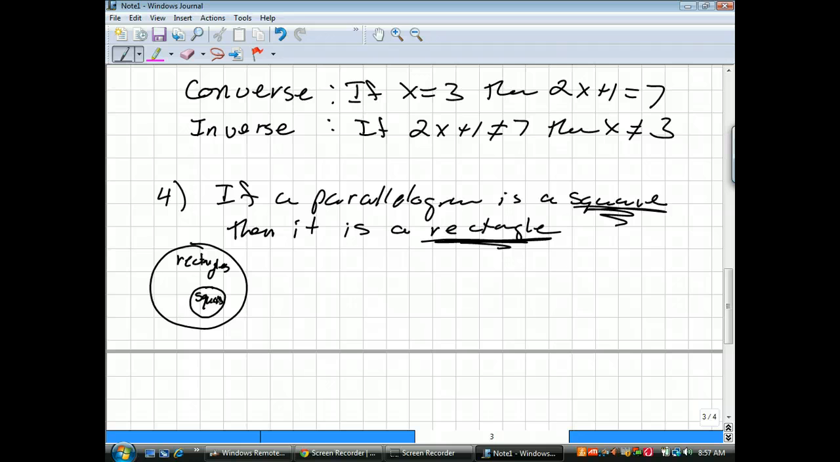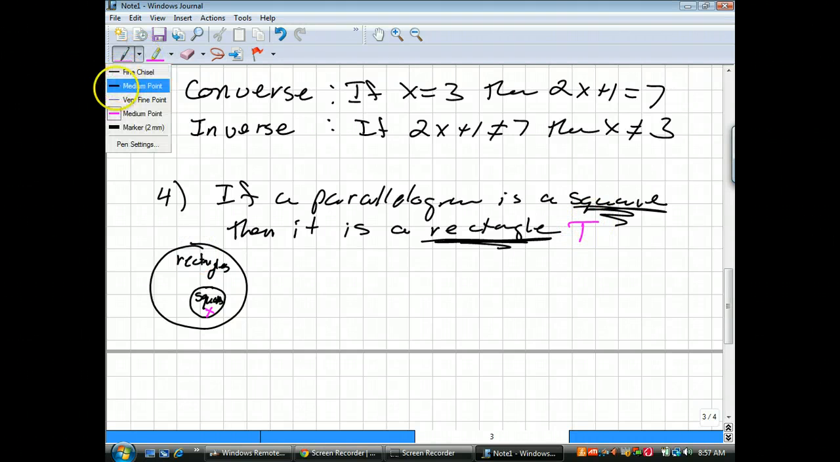Okay, so is the original statement true? If a parallelogram is a square, in other words, if it is in here, then it is also a rectangle. Yes, okay, that is true.